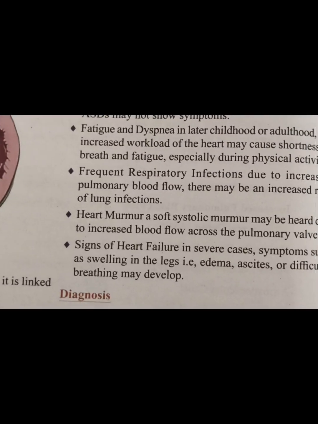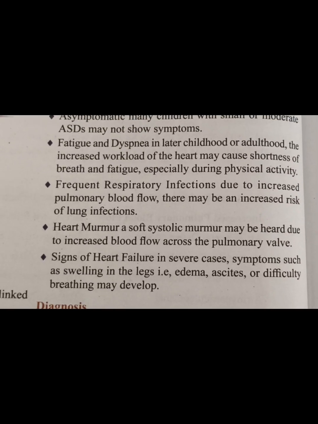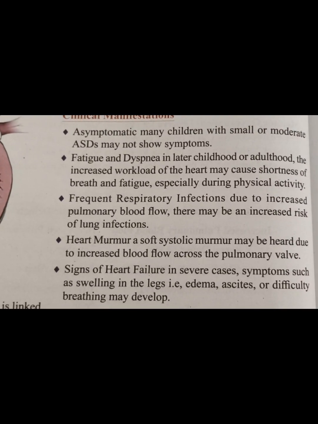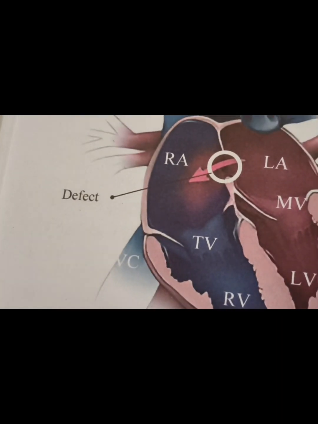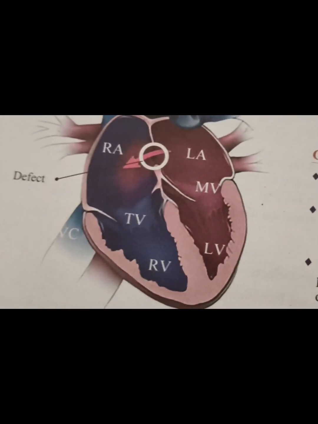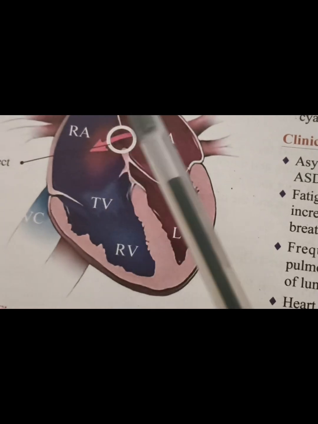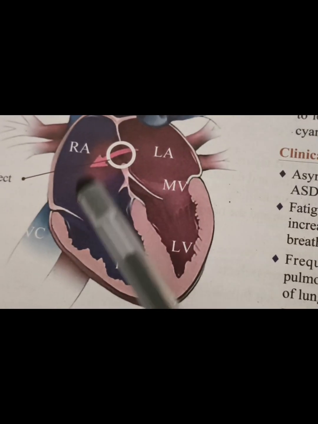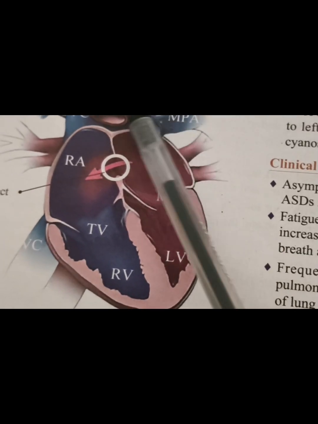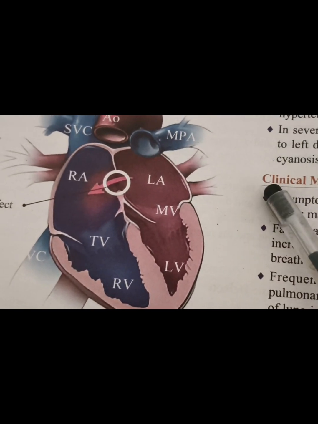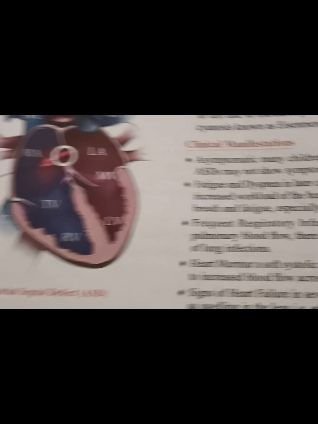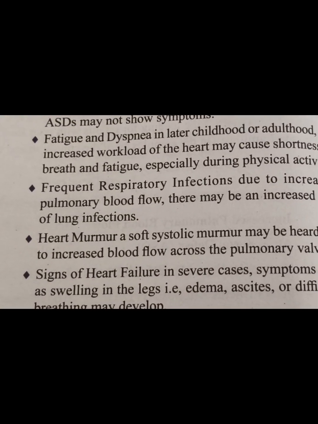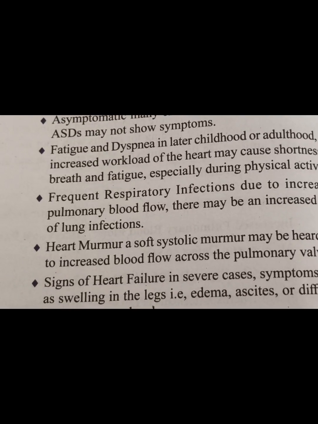Next one, let's start with signs and symptoms. With this condition, there is already an opening between the right atrium and left atrium. See, there is already an opening in the atrial septum. What will happen when the oxygenated and deoxygenated blood mix up? There is no proper supply of oxygenated blood to the body. Due to that, children will not get sufficient oxygen. Understood? Then dyspnea and fatigue may occur.